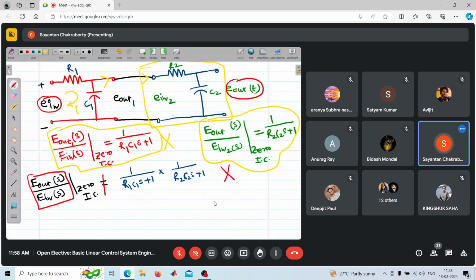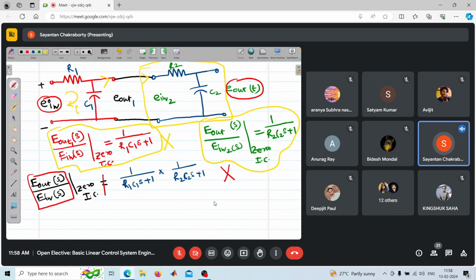There is a condition that I have not mentioned so far. Whenever you are deriving a transfer function from a particular output to any other input, your output should not be loaded, or no power should be drawn from the output. That is, it should be completely relaxed. Since under cascade condition the first part of the circuit is getting loaded, the 1 by R1 C1 s plus 1 transfer function doesn't hold. So the question comes, how can we derive the transfer function for this?